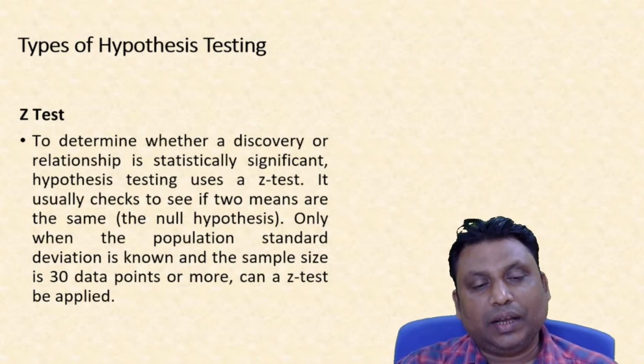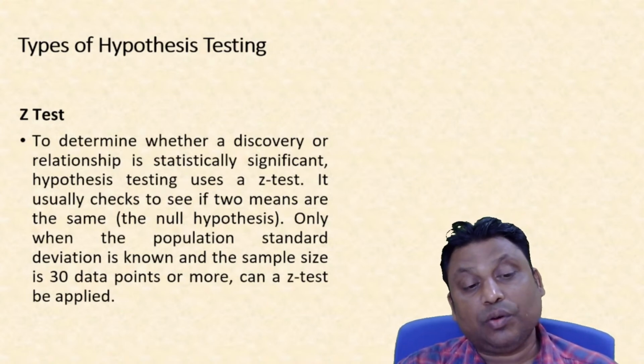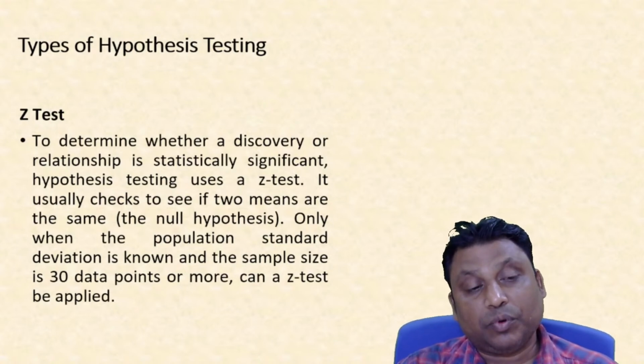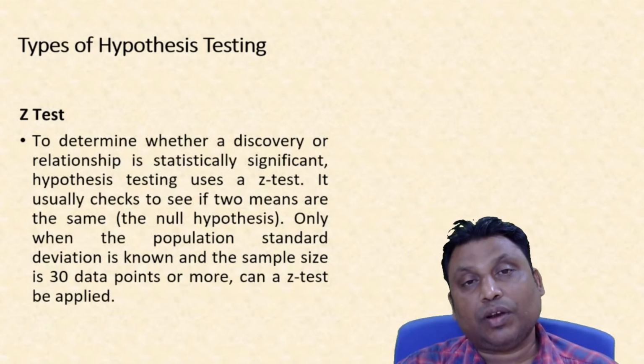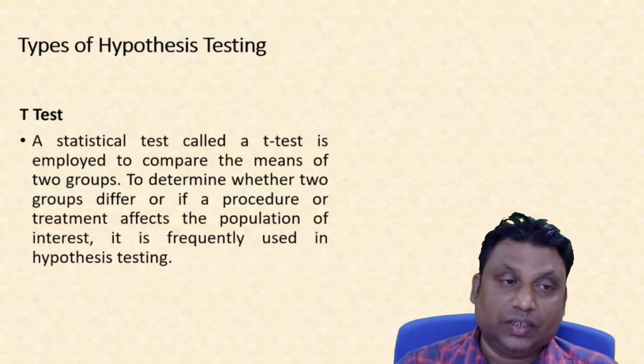That means what happened? Now we need two things: one is standard deviation and another is population size. It should be known. Then we can use the z-test. Sample size should be more than 30. Then only you are using this test. The formula is given, and you have to apply it here and find out the solution.